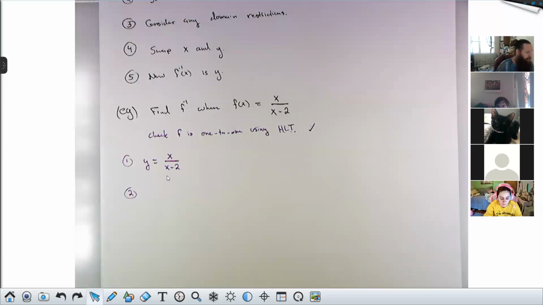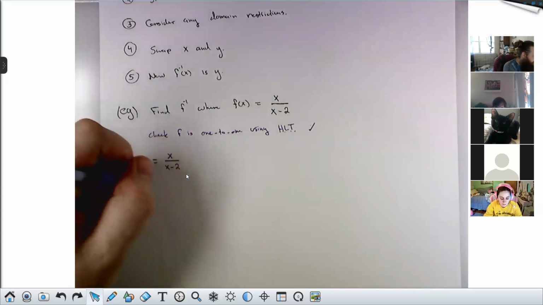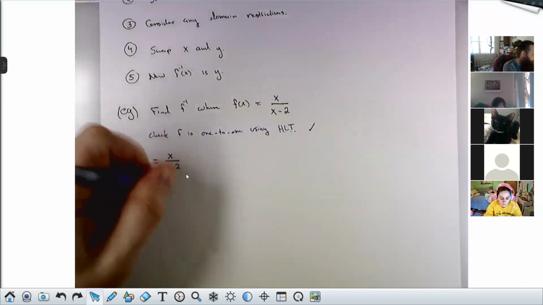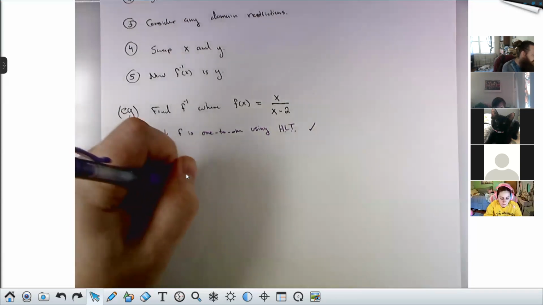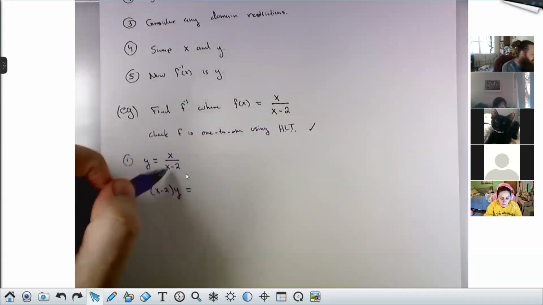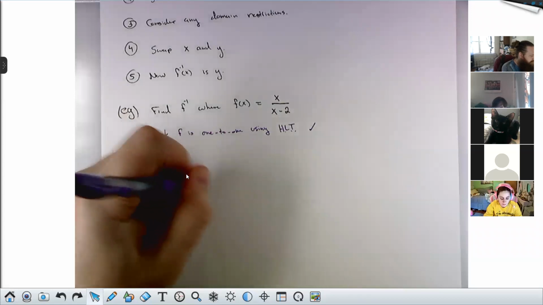All right, I'll spoil it for you. What we want to do is get every term with an x on one side and every term that doesn't have an x on the other side. The first step towards that is to multiply both sides by x minus 2 to get this out of the denominator. So I'm going to cross multiply. I'll multiply both sides by x minus 2. That will give me x minus 2 times y on the left. And on the right-hand side, the x minus 2's cancel, and I just have x.